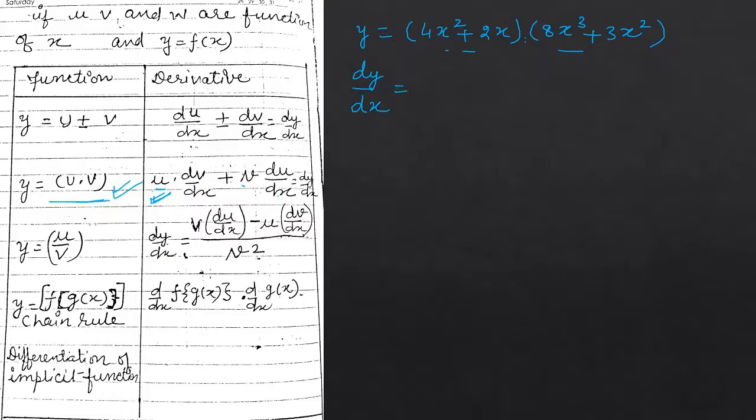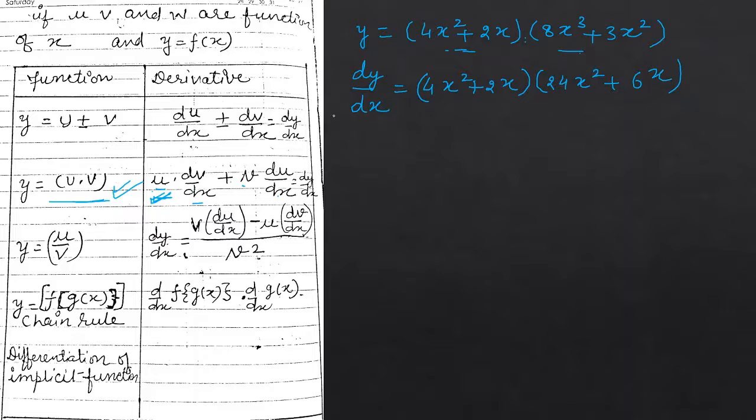So according to this rule, we have to put the first function as it is. This is the first function, that means 4x² + 2x. Now this will be multiplied by the derivative of the second function. So this is the second function, we will multiply with this. So this is 8 into 3, so 8 into 3, 24x² plus 2 into 3, 6x.